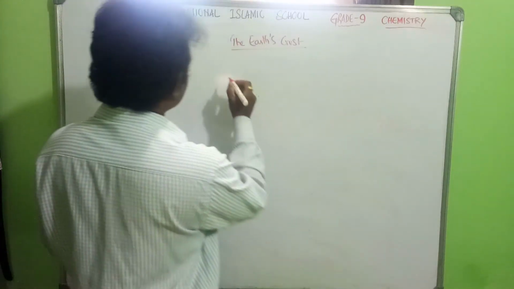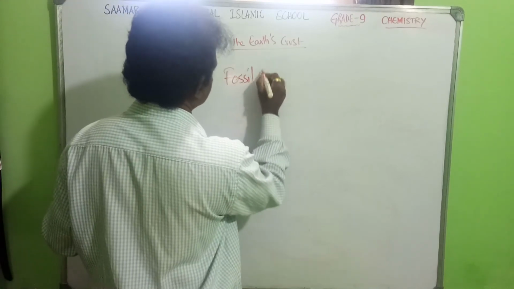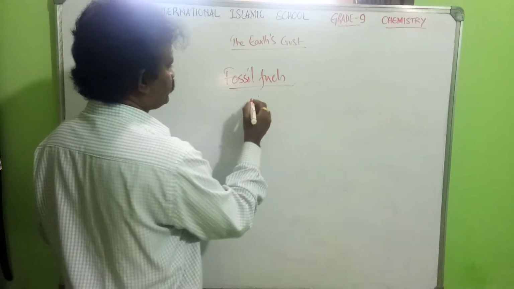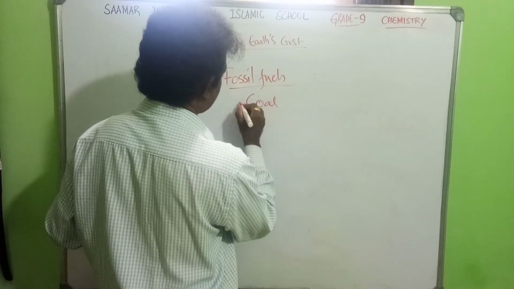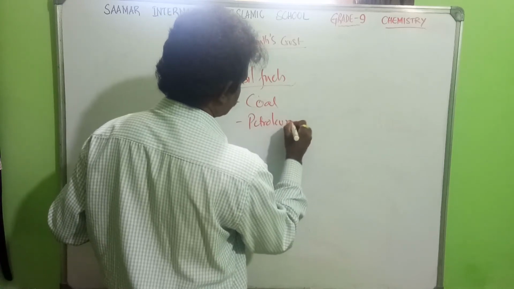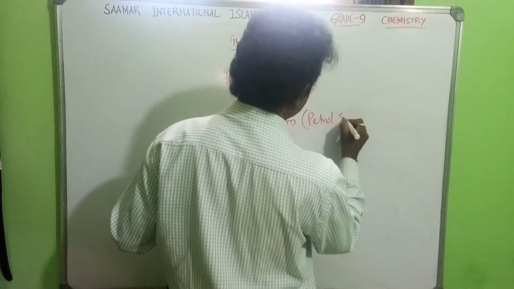So what are fossil fuels now? Here in fossil fuels, we get coal, we get petroleum product, that is called petrol. We will extract petrol and diesel.